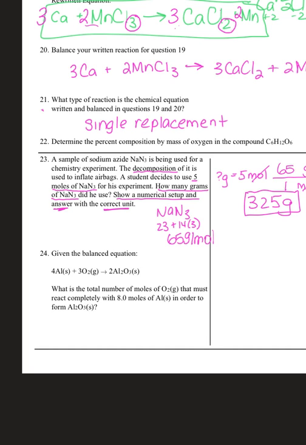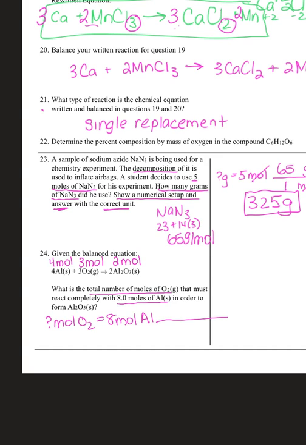24. What is the total number of moles of O2 that must react completely with 8 moles of Al to form the product? I'm going to go in and put in our molar ratios. We have 4 moles of Al, 3 moles of O2, 2 moles of product. Dimensional analysis. I love it. I need to find how many moles of O2 is equal to 8 moles of Al.